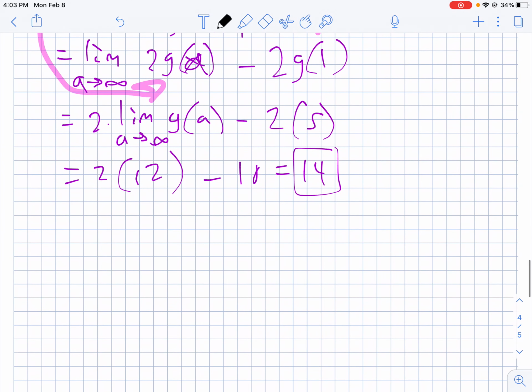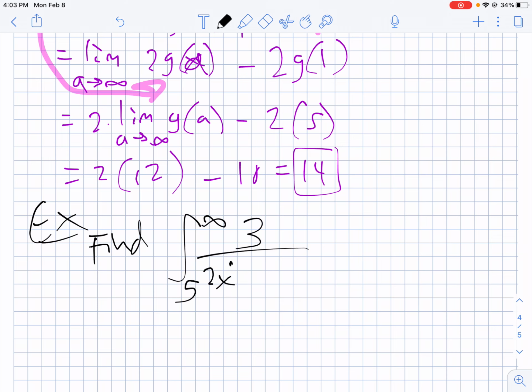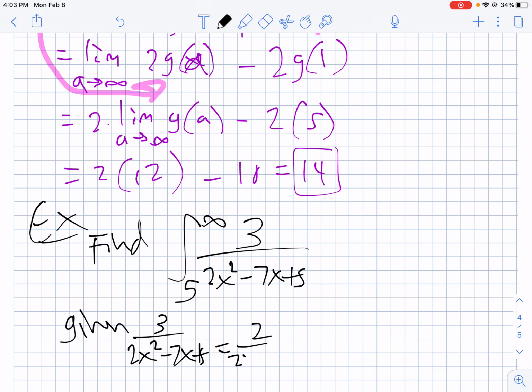This is a free response question I want to say about 3 years ago on the AP test. They told you to find the integral from 5 to infinity of 3 divided by 2x squared minus 7x plus 5, given that 3 over 2x squared minus 7x plus 5 equals 2 over 2x minus 5 minus 1 over x minus 1. Well, I wrote that poorly.